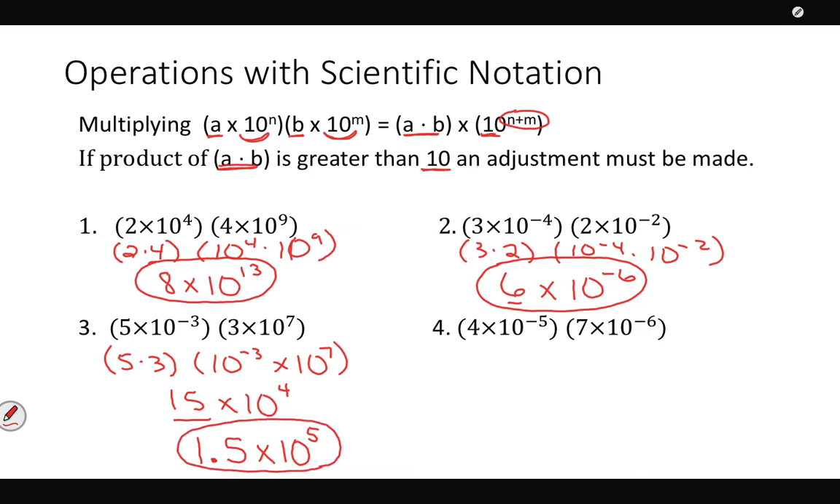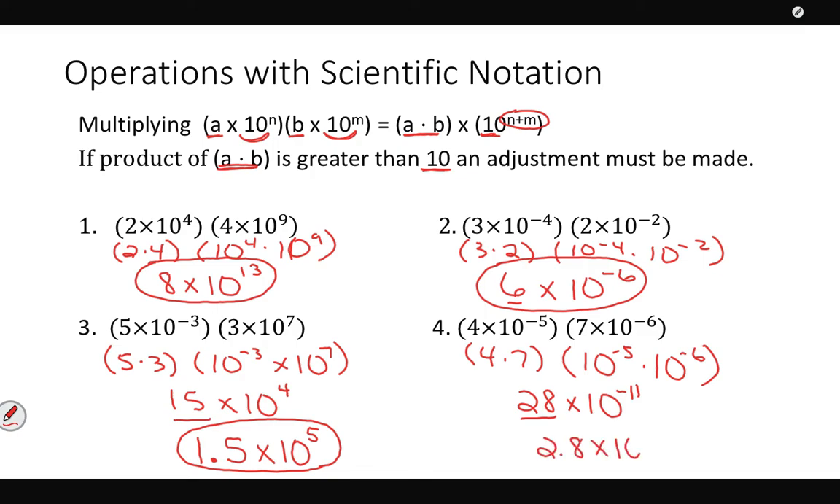And a very similar one here, but it will end up with a negative exponent. So we have the 4 times the 7 times the 10 to the negative 5th times the 10 to the negative 6th. So 4 times 7 is 28 times 10. We add the exponents, that's a negative 11. Again, 28, so that has to be written as 2.8 times 10. Again, I have to add 1 to this, so that's to the negative 10th power. And now that's written in proper scientific notation.